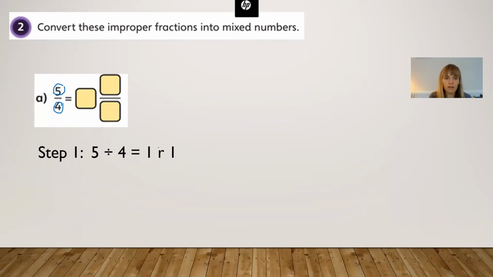Now the 1, the whole that I've got, is this whole number, and the remainder would go at the top of our fraction. And then to know what the denominator needs to be is the same as the one we looked at in the beginning. So 5/4 is the same as 1 and 1/4.